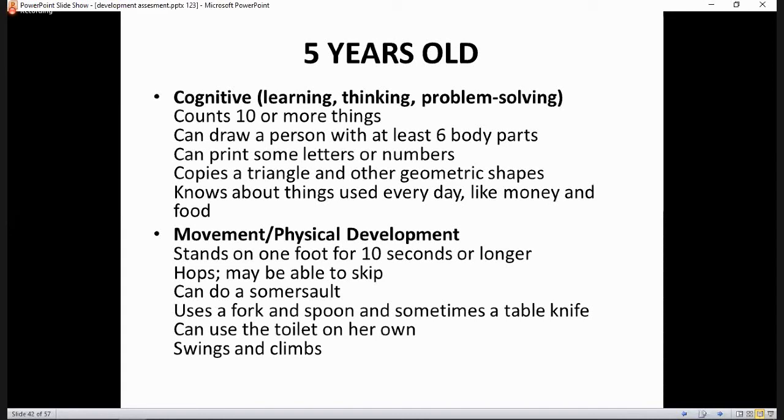In cognition, they can count 10 or more things. They can draw a person with at least 6 body parts. They can print some letters or numbers. They copy a triangle and geometric shapes. They know about things used every day, like money and foods. So a 5 year old can recognize money, so be aware of them. Money is also a very attractive tool for children, because they know that when it is given to any shopkeeper, they give you ice cream or candies.